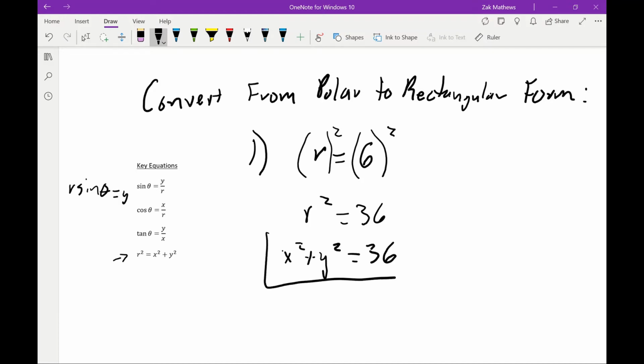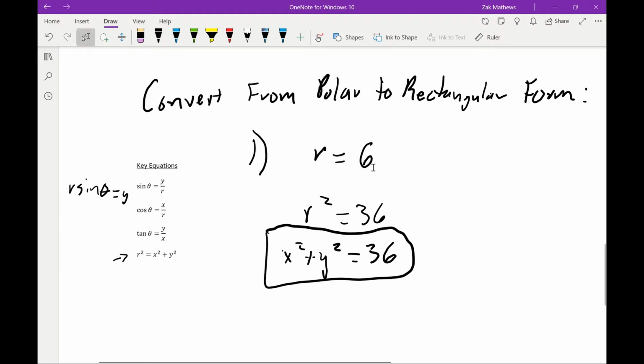Notice I have an equation now that only has x's and y's. There are no r's or thetas. So we're done. We have actually found out that this equation right here is in fact a circle, r equals 6. Now that step of kind of multiplying in the r might seem a little bit foreign, not multiplying an r, but squaring the r.